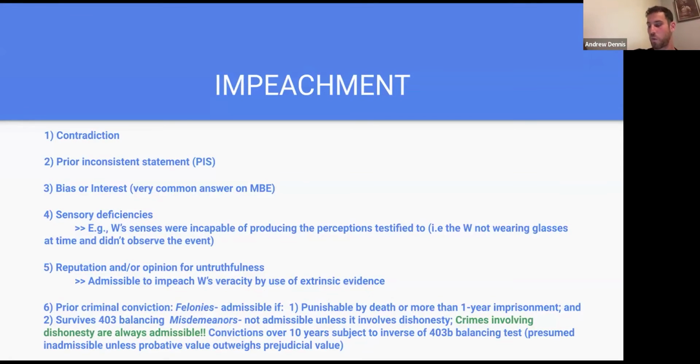But what can you bring it in for? You could bring it in for impeachment purposes. We can bring it in to impeach the statement and show that that's not a credible statement, that the light was red, but not to show that it was yellow. That's a good answer. I call that the red light, yellow light example. Bias or interest. This one comes up a lot.